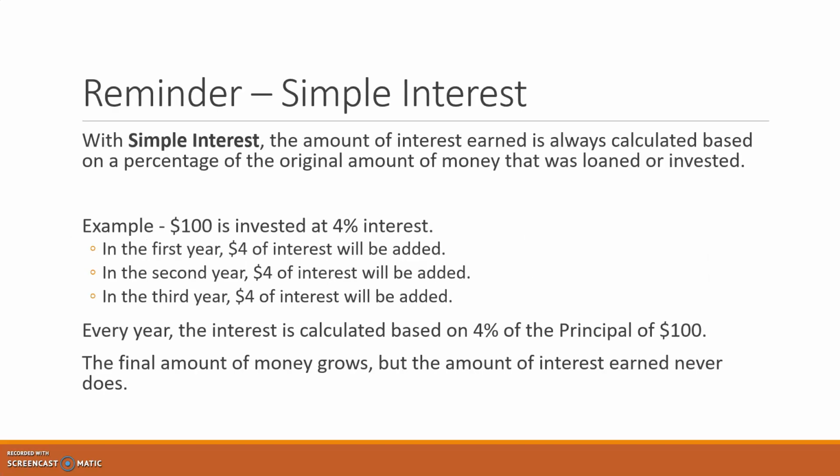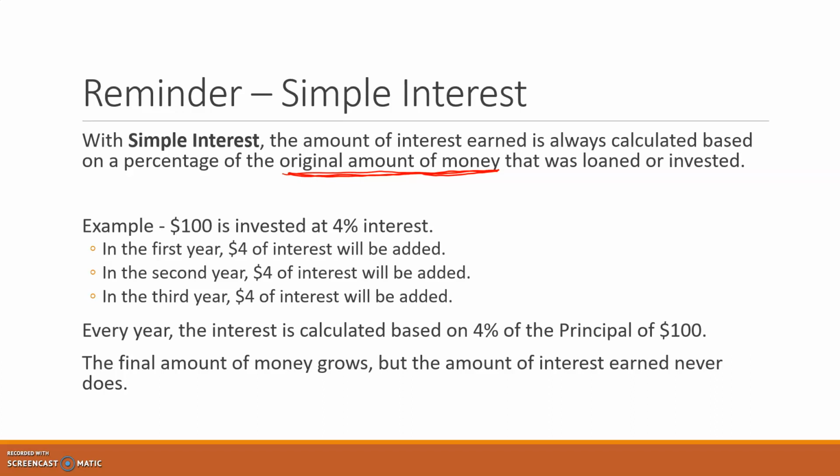Now before we take a look at compound interest, let's just remind ourselves about the conditions surrounding simple interest so that we can really clearly decide what are the differences between these two topics. So with simple interest, the amount of interest earned is always calculated based on a percentage of the original amount of money. So that's the important part of that sentence, the original amount of money. So when you take out a loan or an investment under simple interest, the interest that you'll be charged is always calculated on whatever that amount of money was that you originally started with, which is what we call the principal.